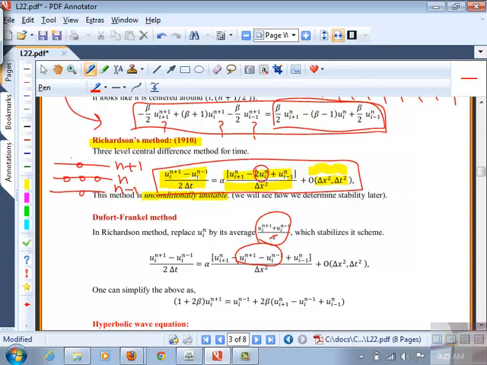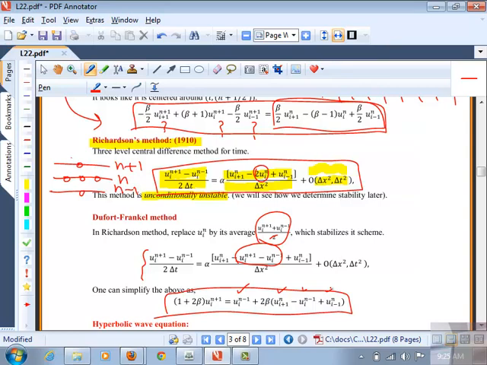And you can then rearrange this equation into this form. But it is a three-level method. You need the answers at n minus 1 and n to be able to predict what n plus 1 is. But it is an explicit method. So what is the problem with the three-level method?